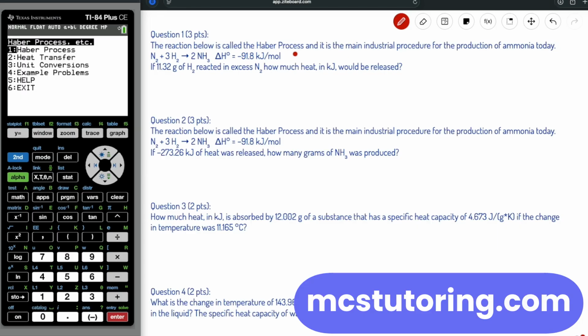But look, Haber process. So, production of ammonia. We've got N2 plus 3H2 yields 2 NH3. The delta H is negative 91.8 kilojoules per mole. So look, if 11.32 grams of hydrogen gas, H2, reacted in excess of nitrogen gas, N2, how much heat in kilojoules would be released? So this is going to be the Haber process.